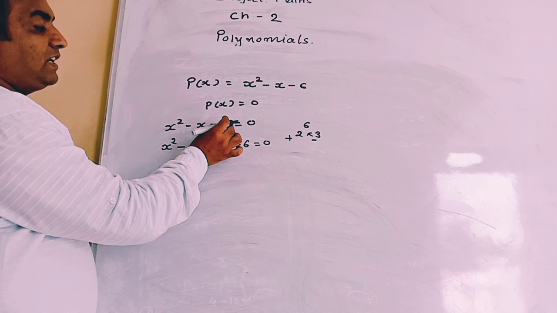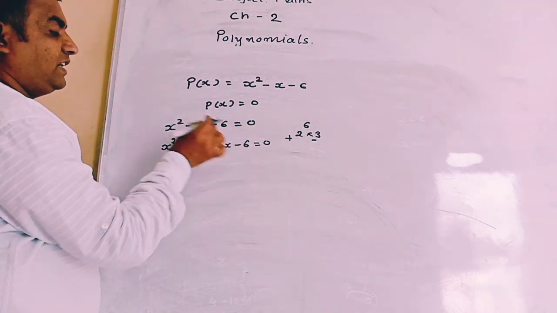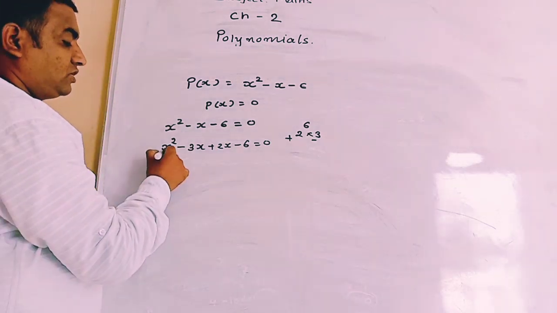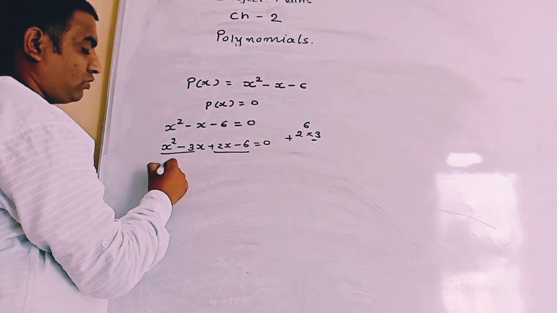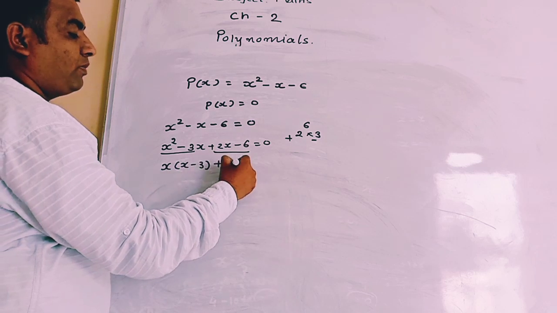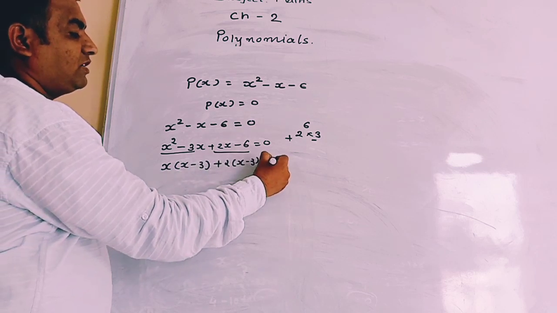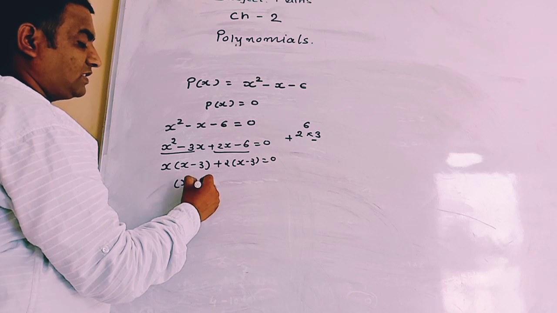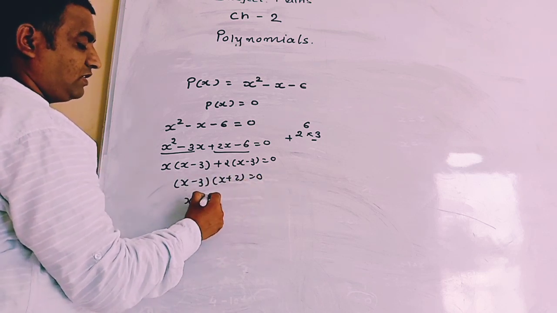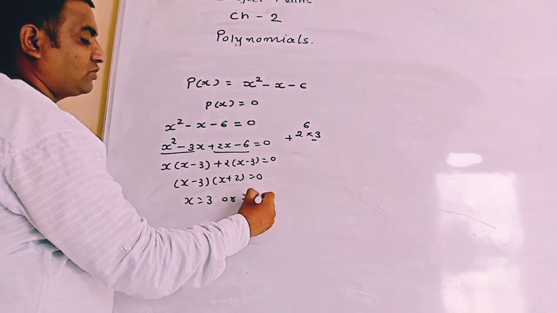Here we can see that the factors of 6 are 3 and 2, and minus 3 plus 2 is minus 1. Now we take out the common factor from two terms: x common from the first two terms, giving x minus 3, and 2 common from the last two, giving x minus 3. So (x minus 3)(x plus 2) equals 0, and so x equals 3 or x equals minus 2.